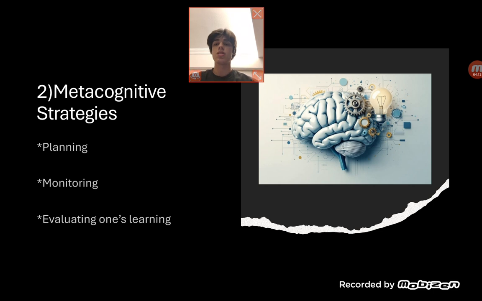Metacognitive strategies. First of all, I'm going to explain what metacognition actually means. In simple terms, metacognition is understanding your own thinking and learning processes. In other words, it's thinking about your thinking. This also divides into three categories: planning, monitoring, and evaluating one's learning.